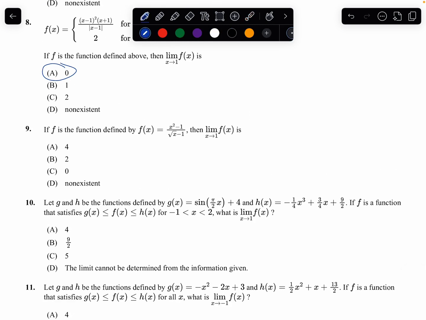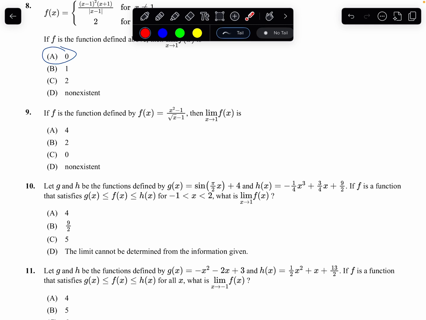Alright, for 9, if f is the function defined here, then the limit as x approaches 1 of f of x is, so I can't plug in 1, because then I get 1 minus 1, which is 0. I also get 1 minus 1, which is 0 there too. We're going to use algebraic manipulation, except we can't factor, so we're going to use conjugates. So the conjugate to the numerator is this one, and the conjugate to our denominator is going to be square root of x plus 1. And I'm going to multiply the top and bottom by that right there.